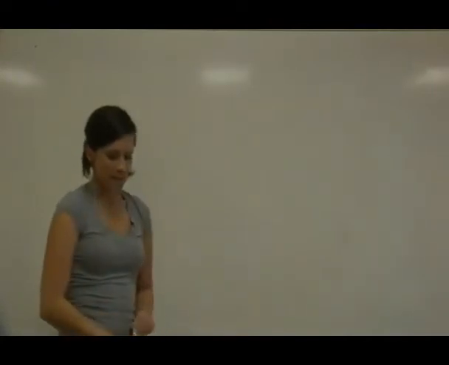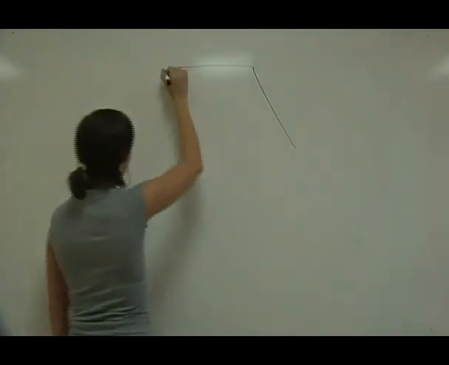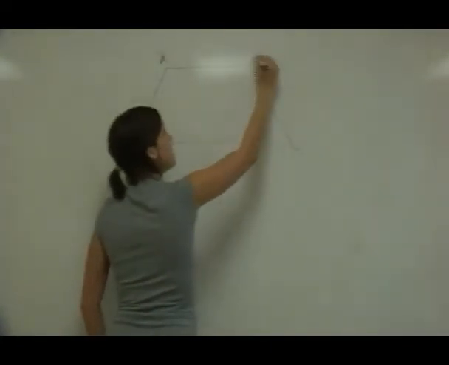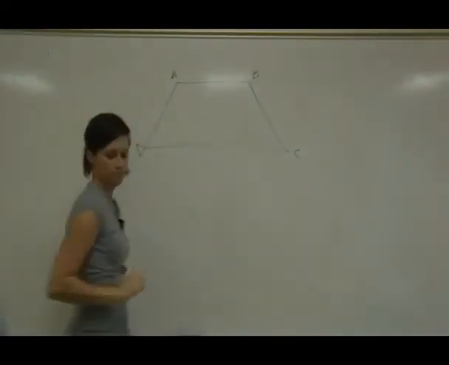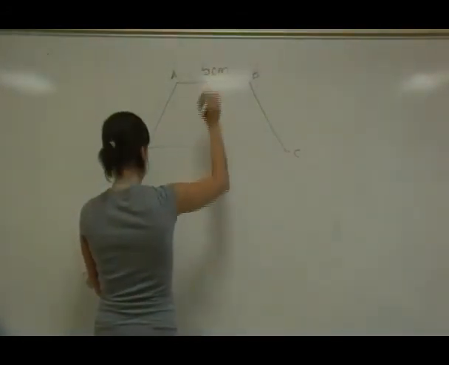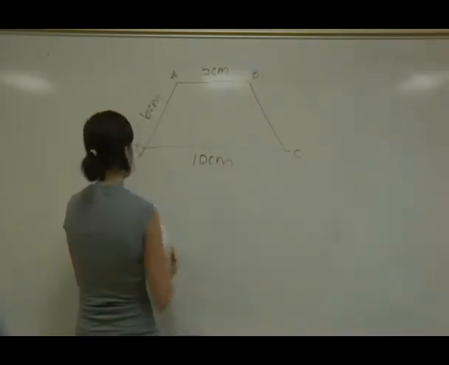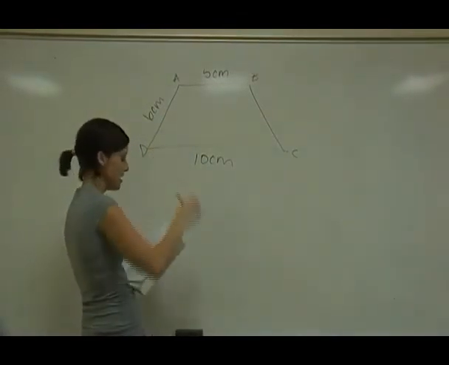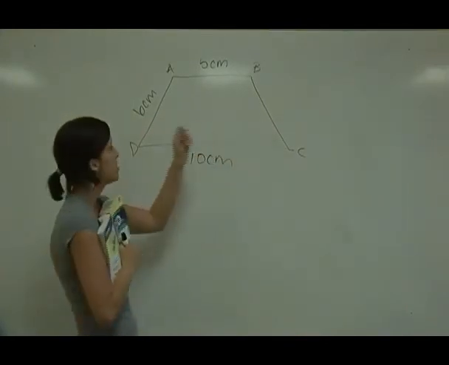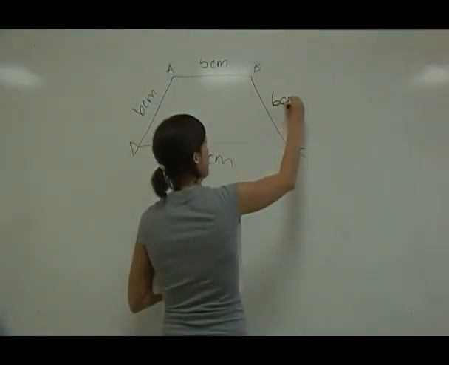Okay. So 18 says figure ABCD, and it looks like this. And it goes A, B, C, and D. And it gives us our sides, which is 5 centimeters, 10 centimeters, 6 centimeters. And it says it's an isosceles trapezoid. Isosceles means you have 2 sides that are equal. So that means that this side is 6 centimeters and this one would also be 6 centimeters. So go ahead and draw it in.